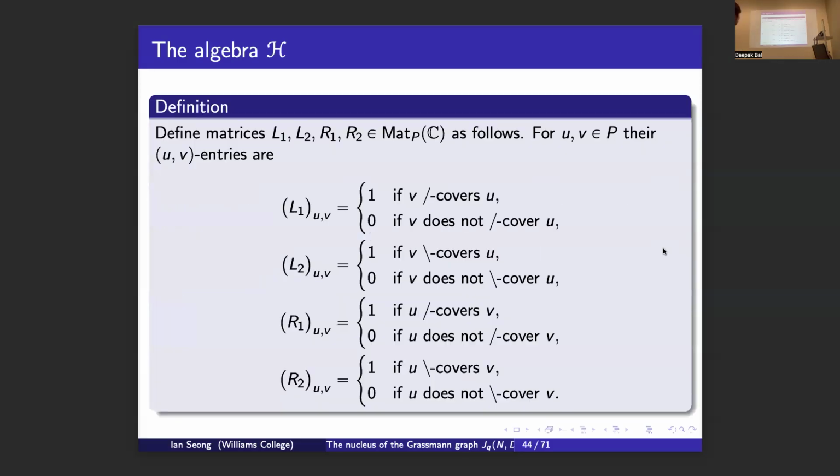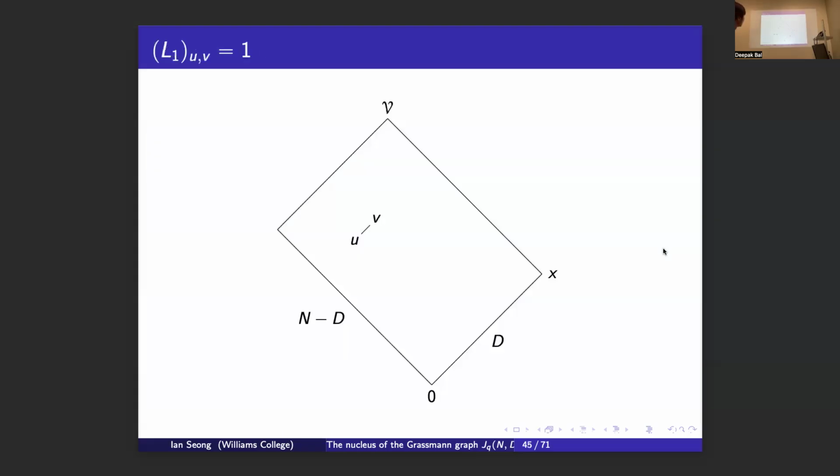Okay, so we have diagonal matrices K1 and K2. And we have some other matrices, L1, L2, and R1 and R2. They are defined as follows. For example, L1 has UV entry 1 if V slash covers U and 0 otherwise. L2 has UV entry 1 if V backslash covers U and 0 otherwise. And then R1 and R2 are simply going to be their transposes. Looking at the diagram, this is an example where the UV entry of L1 is going to be 1. This is when the UV entry of L2 is going to be 1. And then R1 and R2 are just going to be their transposes.